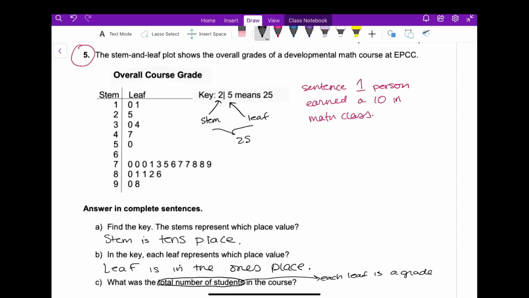And each grade, hopefully you know this, represents a student because I'm not going to give one student two different grades, right? So each leaf is a grade. Each grade is for one student.